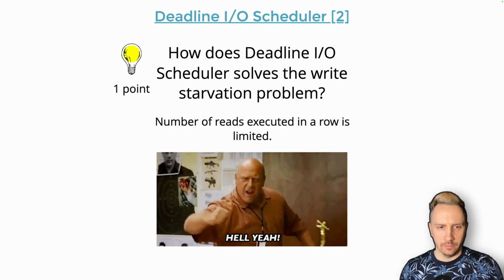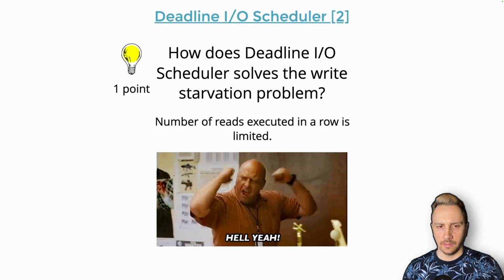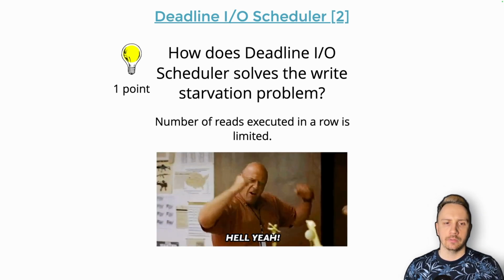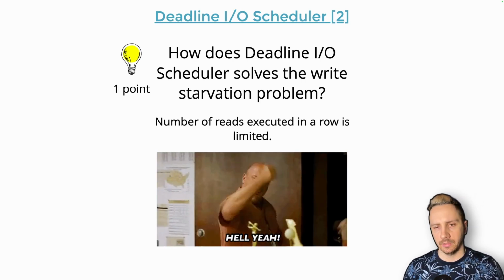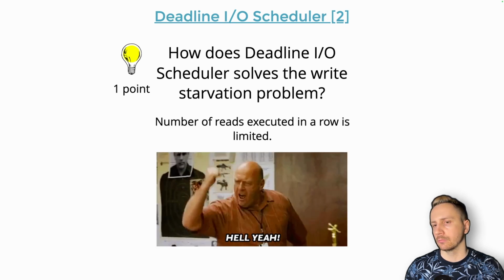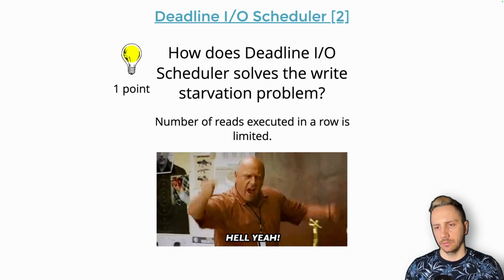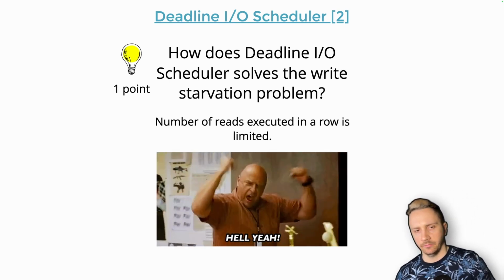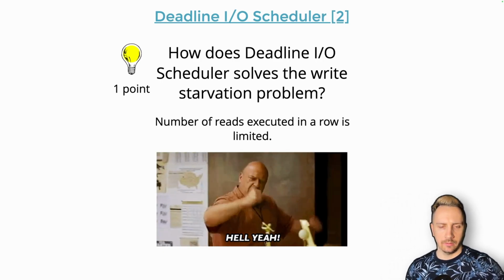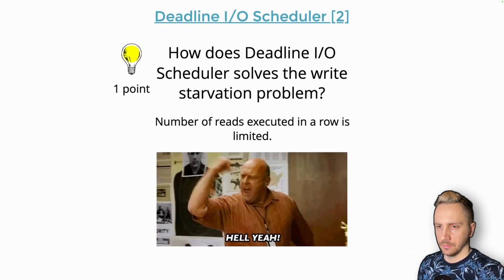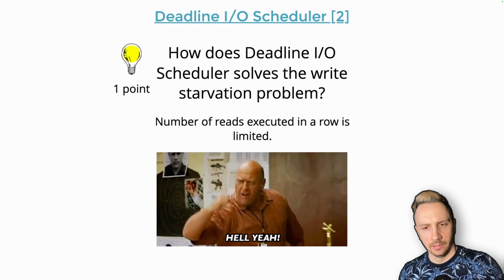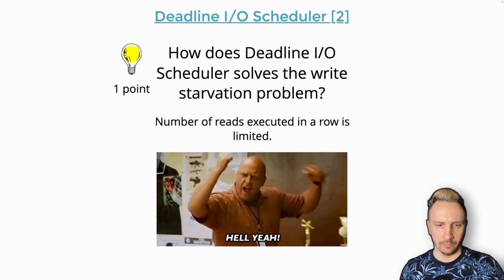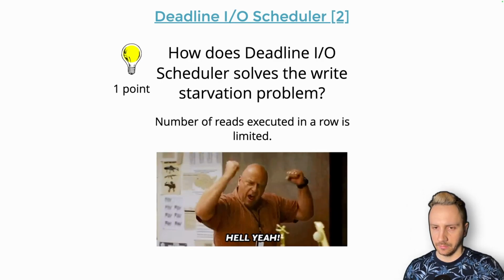The deadline scheduler does the following. To not starve the writes too much, it will execute maximum 2 reads in a row, and then it will prefer the write. If both read and write are expired, then it will only do maximum 2 reads and then already a write, regardless of the deadlines. It will try to fight the write starvation this way.